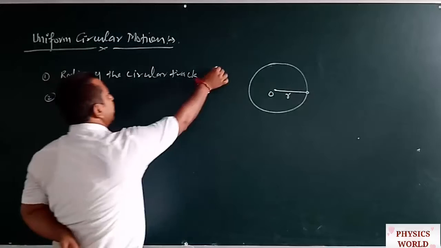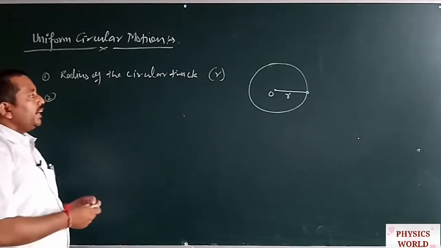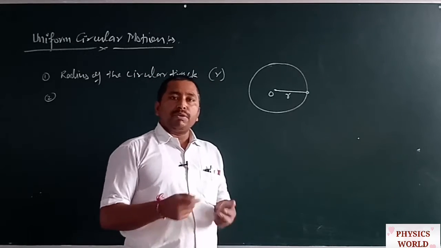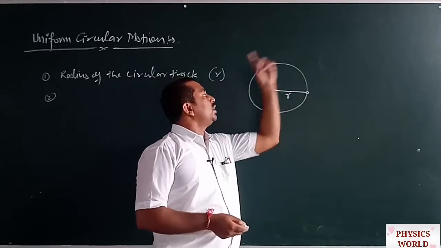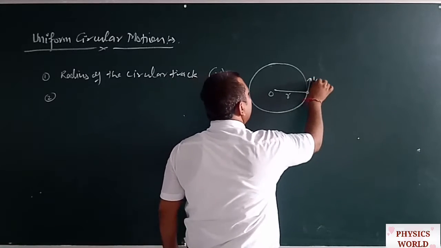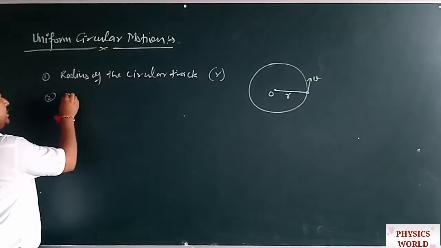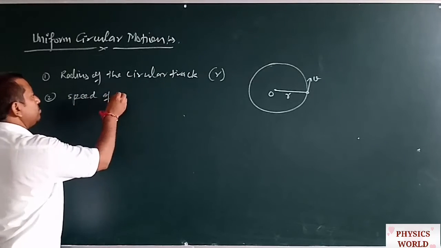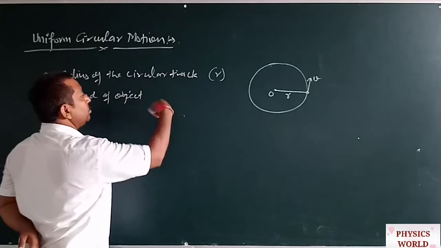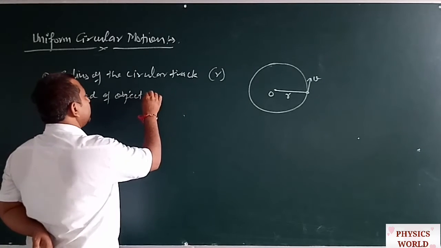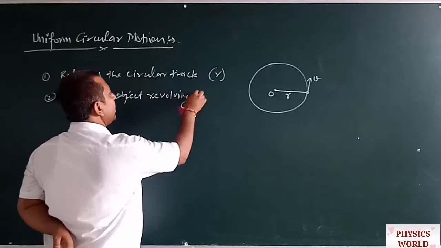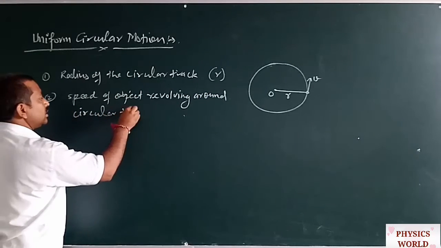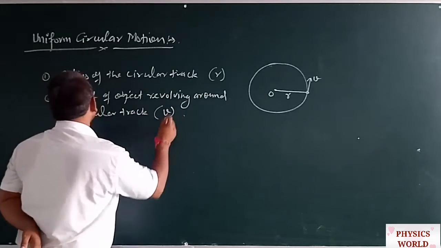Second, this can be represented by a simple letter R, and the magnitude of the velocity or the speed by which the object revolves around the circular track, that is V. So this is the uniform or constant speed of the object revolving around the circular track. This is V.